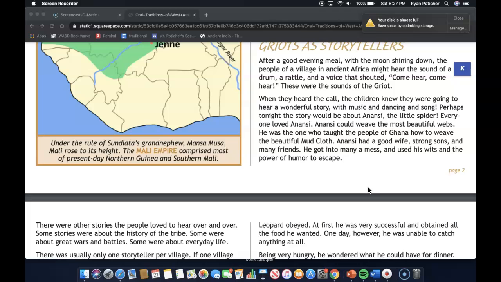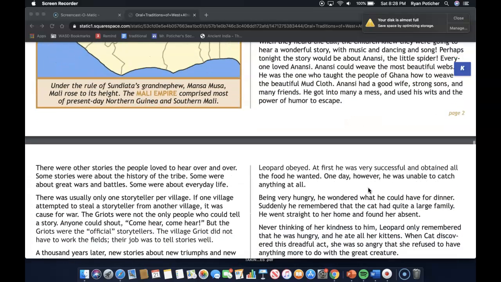Everyone loved Anansi. Anansi could weave the most beautiful webs, and he was the one who taught the people of Ghana how to weave the beautiful mudcloth. Anansi had a good wife, strong sons, and many friends. He got into many a mess, and he used his wits and the power of humor to escape.